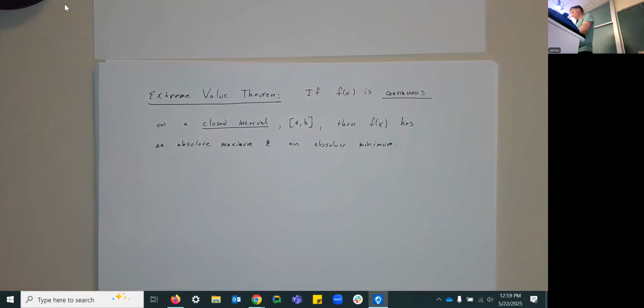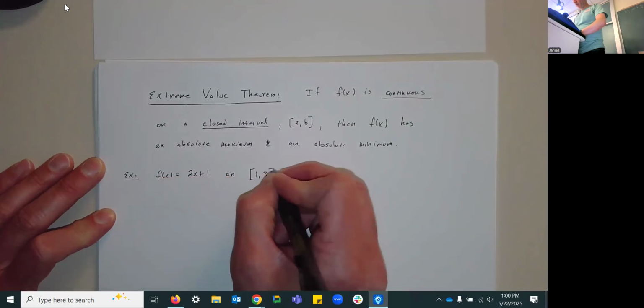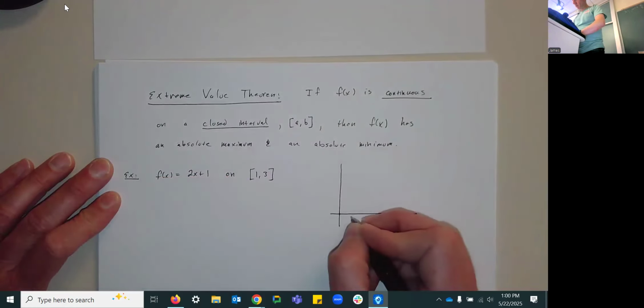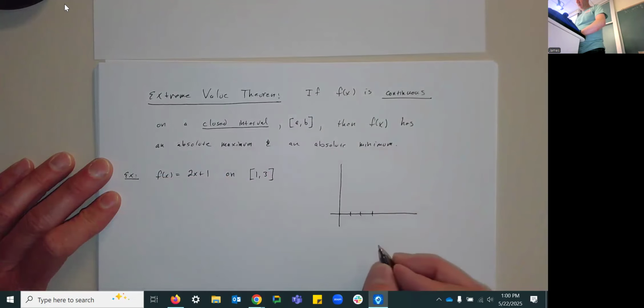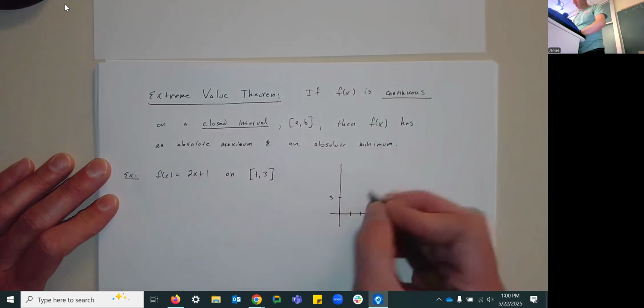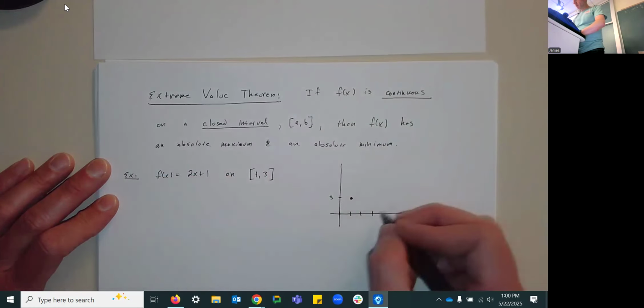Some examples. f of x equal to 2x plus 1 on the interval from 1 to 3. If I plug in 1, 2 times 1 plus 1 is 3. If I plug in 3, 2 times 3 plus 1 is 7.